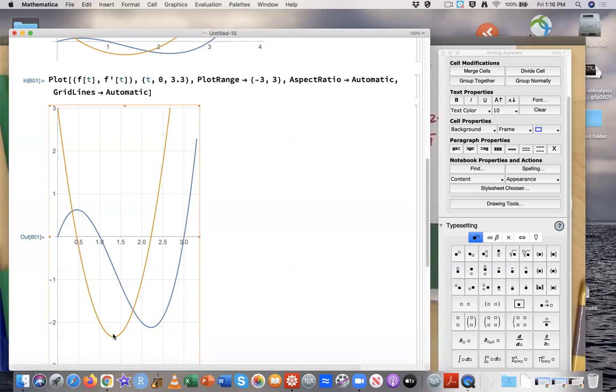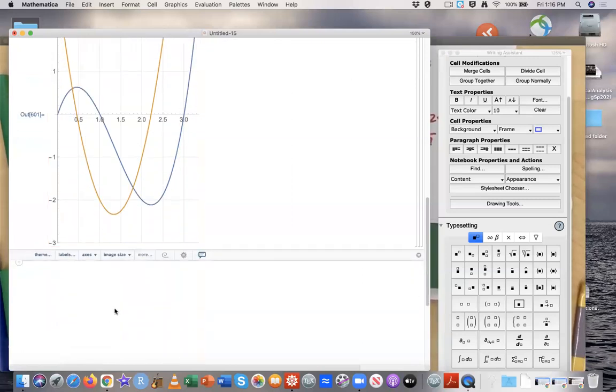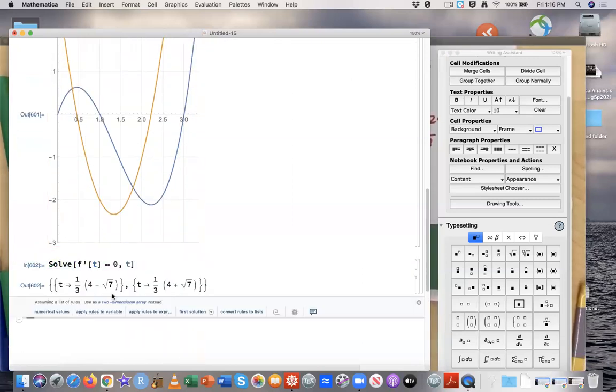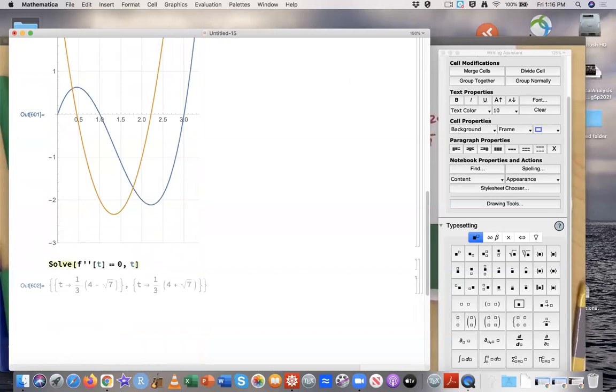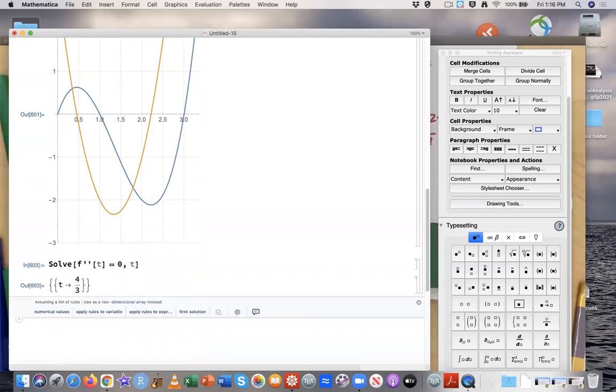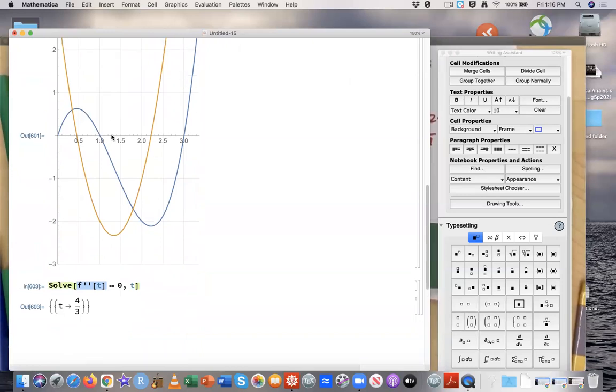I'm eyeballing it. I could solve for where f prime of t equals 0 and, excuse me, f double prime of t, the derivative of the derivative, which I do want to introduce today. It's actually 0 at 4/3. The derivative of the derivative, called the second derivative of the original function, is 0 when t is 4/3, which is 1.3 repeating. 1.3 repeating is right about there.